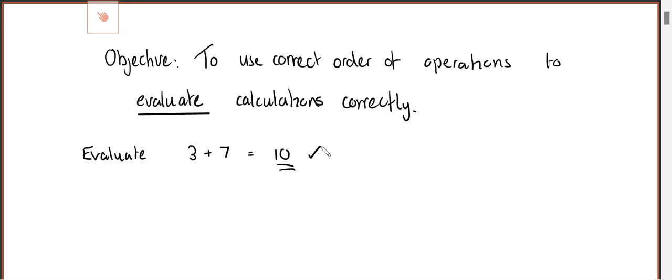So I want you to write in your book. We can do the calculations on your worksheet. However, let's write out what the order of operations should be first, just in case.